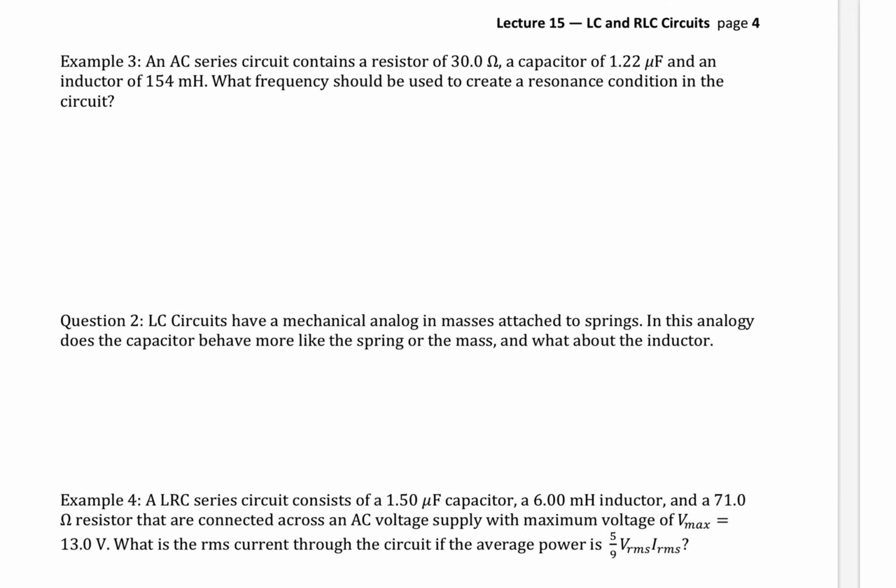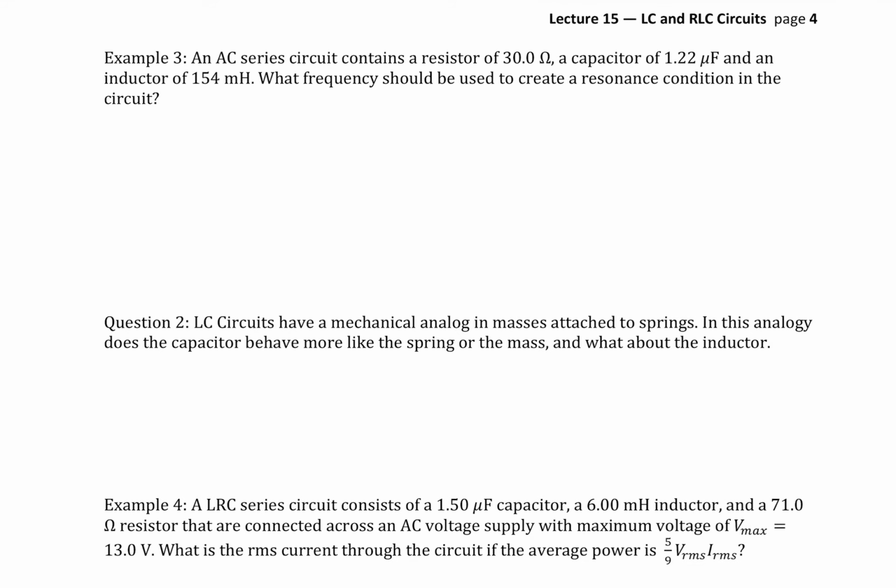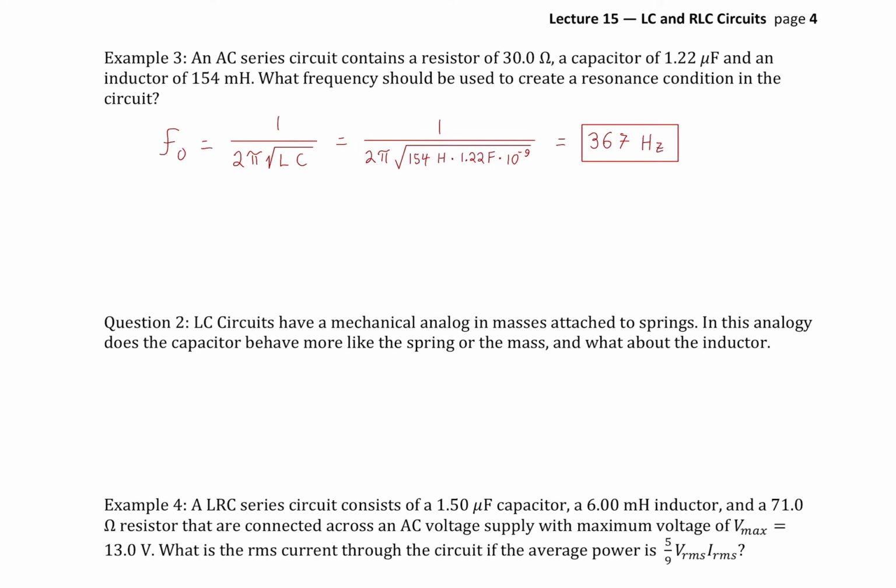Okay, so let's do another example. This one is the epitome of a plug and chug problem. An AC series circuit contains a resistor of 30 ohms, a capacitor of 1.22 microfarads, and an inductor of 154 millihenries. What frequency should be used to create a resonance condition in the circuit? Well, we have our formula for resonance, and we have everything we need to plug in. Plug in the value of the inductance, plug in the value of the capacitance, acknowledge that it's milli and micro, so we have 10 to the negative 9, and we get 367 hertz.